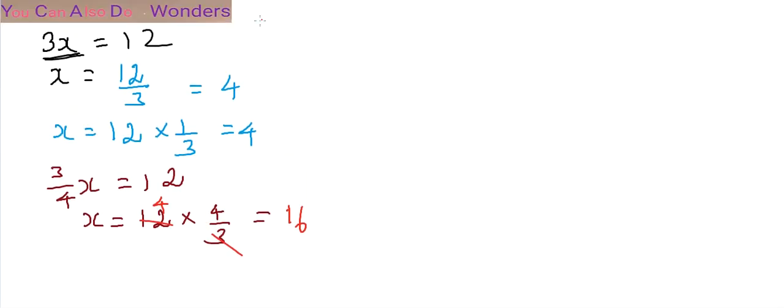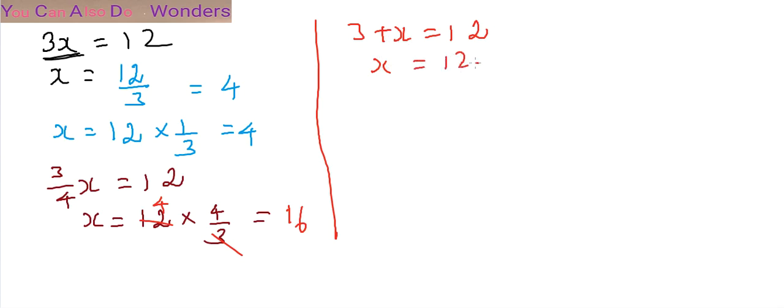Now note this. You should know when to divide or when to add or subtract. For example, suppose instead of 3x, it's 3 plus x is equal to 12. Then there are two different terms. You want x, so you want to move the entire term to the other side. In that case, the sign of that term will change. Then it is equal to 12 minus 3 equal to 9. So be clear about this.